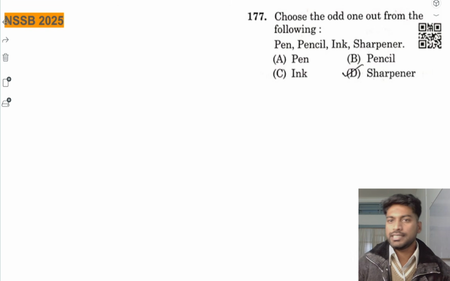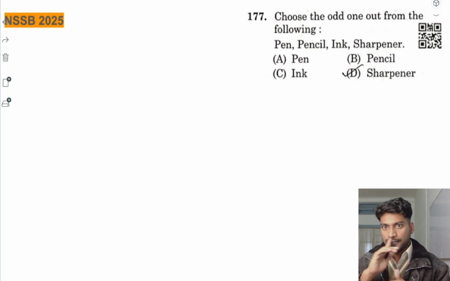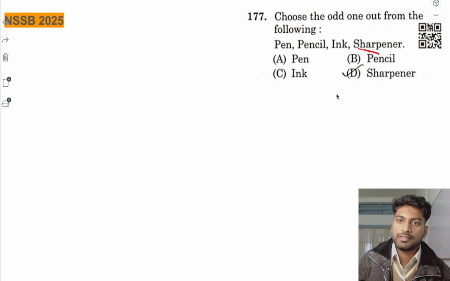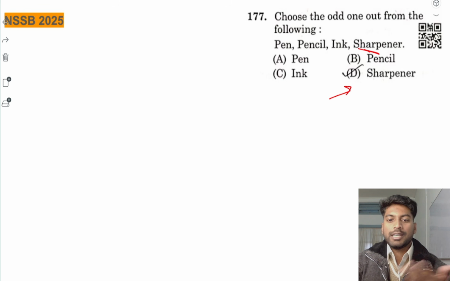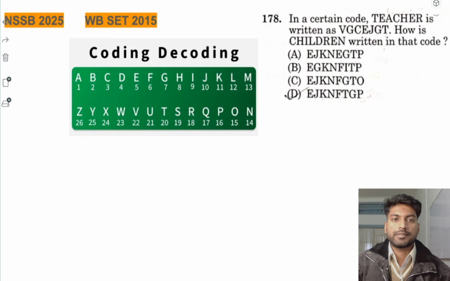Okay, this is an easy one. They are asking which one is odd. Pen, pencil, ink and sharpener. देखो, pen can write, pencil can write, ink से भी आप लिख सकता है, you can write, but sharpener cannot write, ना? So this is the odd one. चलो, next question. According to me, this is odd. I don't know their answer ki what will be there. Yeah, according to me, sharpener.